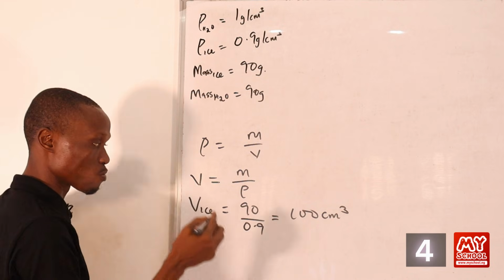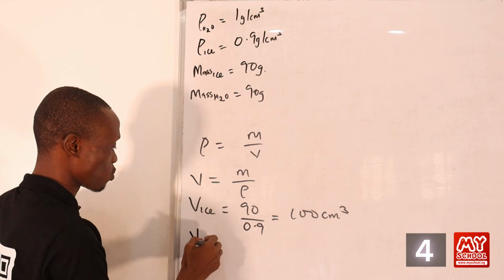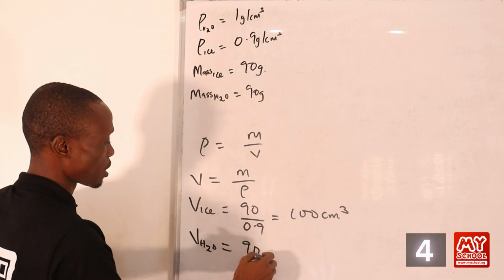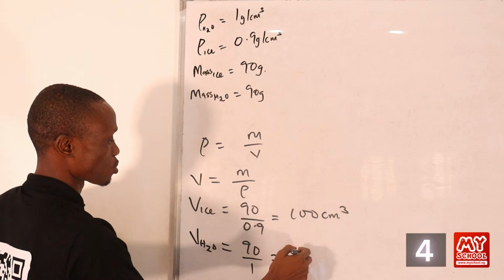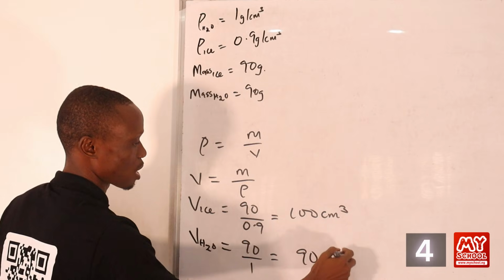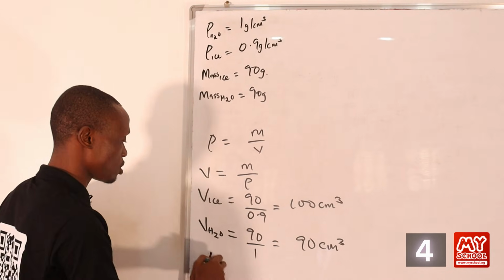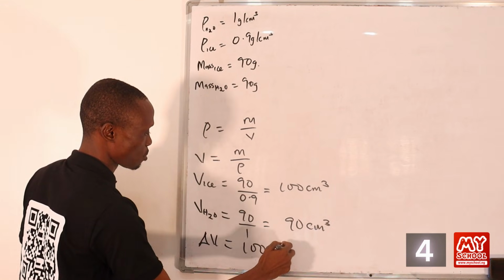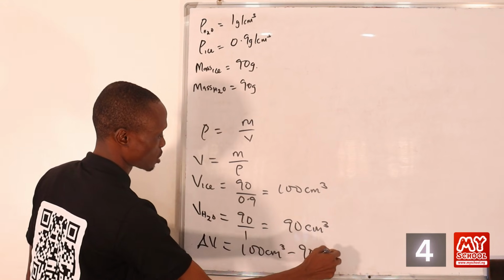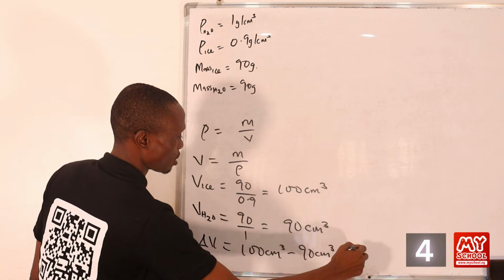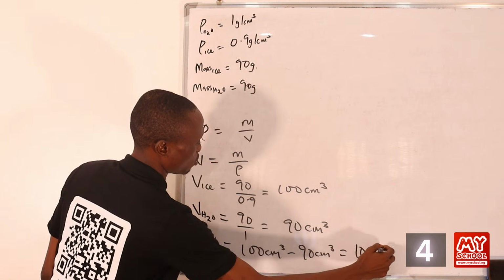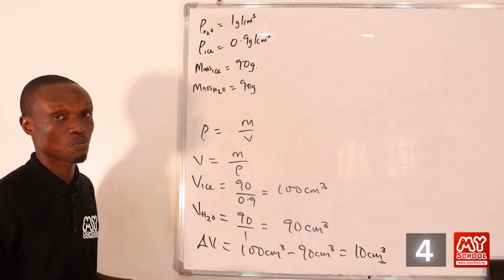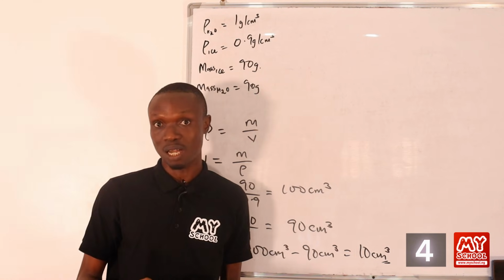We'll also do the same thing for that of water. So V H2O will be equal to the mass, 90, divided by 1, and this will be equal to 90 centimeter cube. So the change in volume will be equal to 100 centimeter cube minus 90 centimeter cube, and this will be equal to 10 centimeter cube. So the volume actually decreases by 10 centimeter cube, so that is the change.